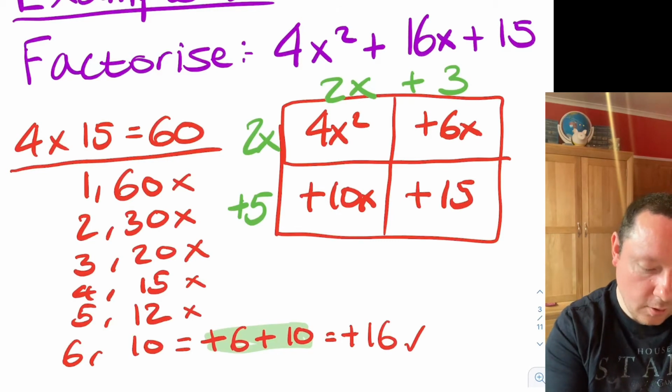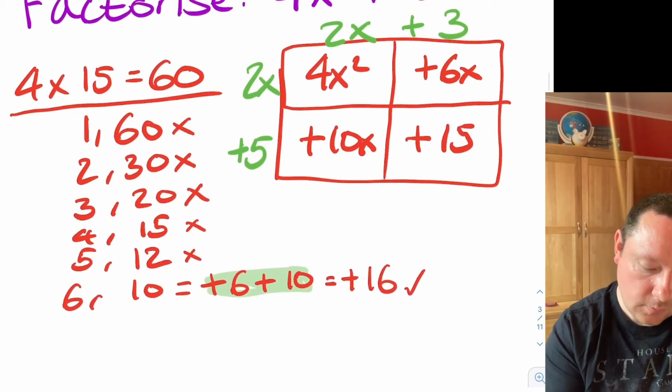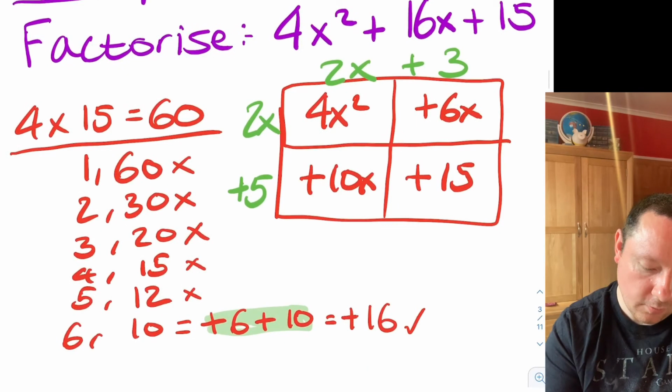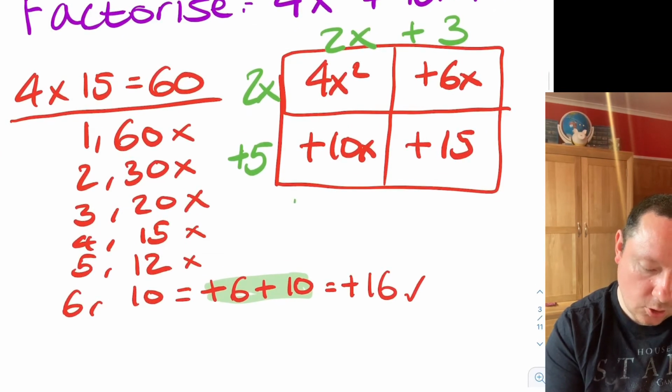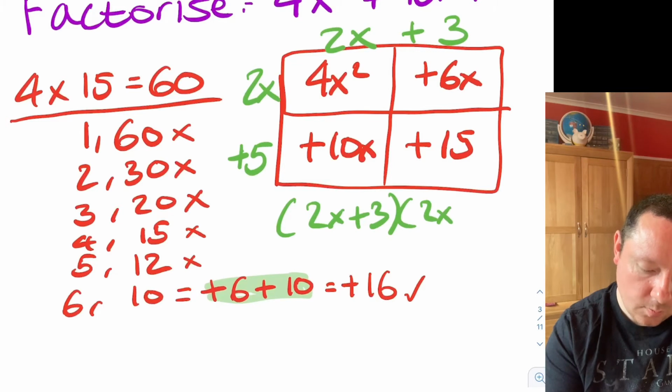So we write down our final answer, which is just 2x plus 3, 2x plus 5.